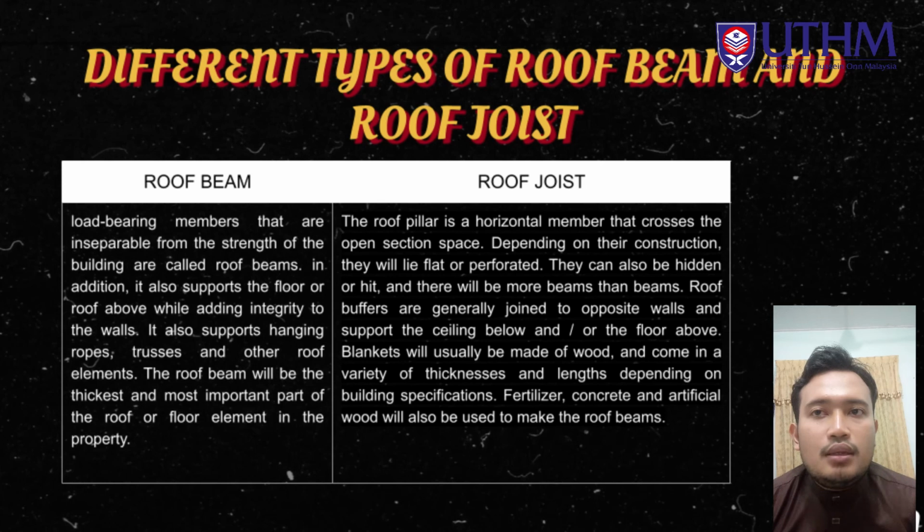And for the roof joist, it is a horizontal member that crosses the open space. Depending on their construction, they will lie flat or perforated. They can also be hidden, and there will be more joists than beams. Roof joists are generally joined to opposite walls and support the ceiling below and or the floor above. They will usually be made of wood and come in a variety of thicknesses and lengths depending on building specification. Concrete and artificial wood will also be used to make the roof beam.